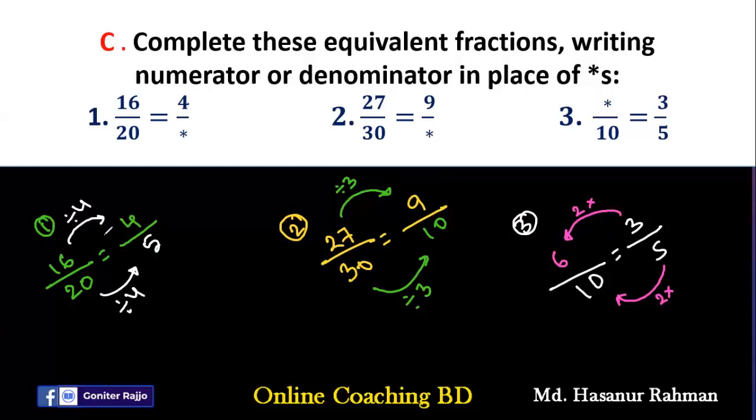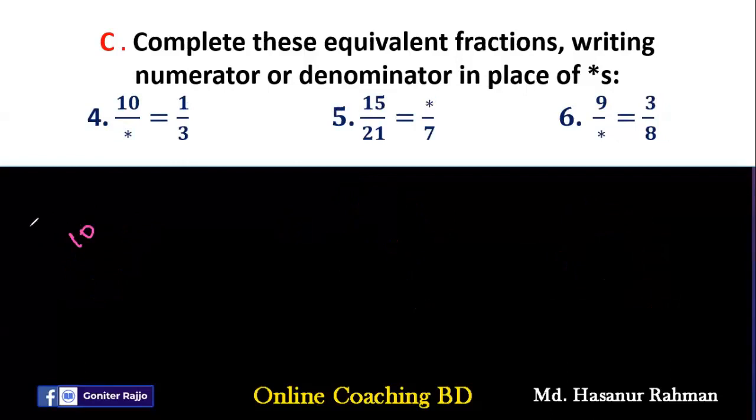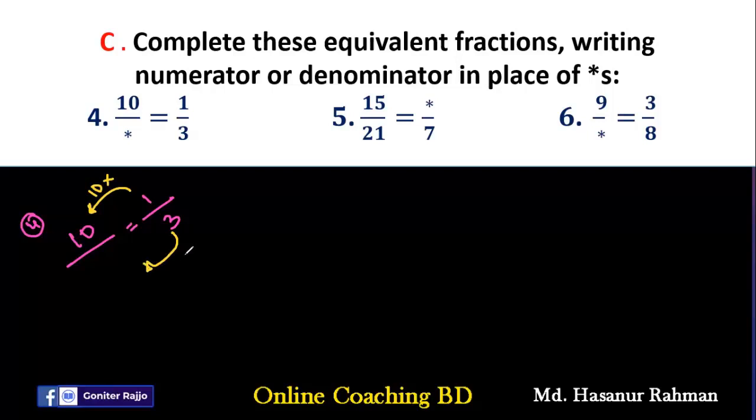Now number 4. Number 4 says 10 divided by star equal to 1 by 3. So how can we solve this problem? Look at this. If we look at 10 and 1, we can say 1 multiplied by 10, that will be 10. Similarly, we have to multiply this 3 by 10. 3 multiplied by 10, that will be 30.